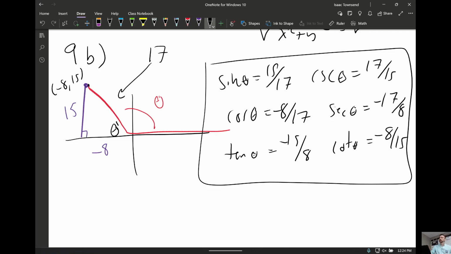And then what I suggested to you in your notes, because this only takes more than 5 seconds to explain it, but if in your head you're thinking about this, all students take calculus, your angle is in quadrant 2, the only answers that are supposed to be positive are sine and its reciprocal. So you need to see that those are positive and the other 4 are negative. If that's not true, then you know something's wrong.